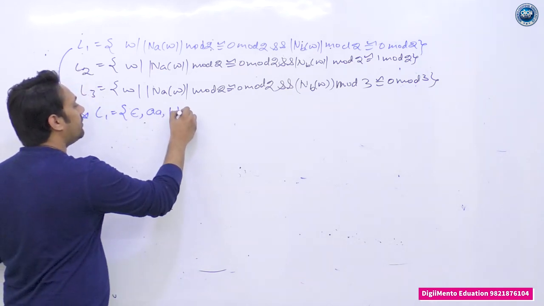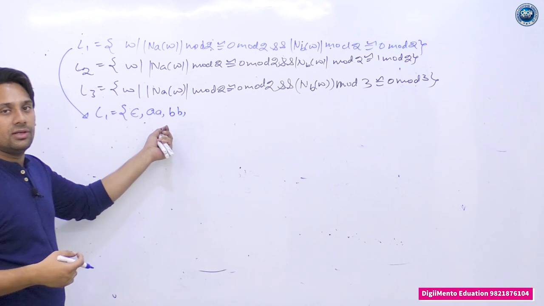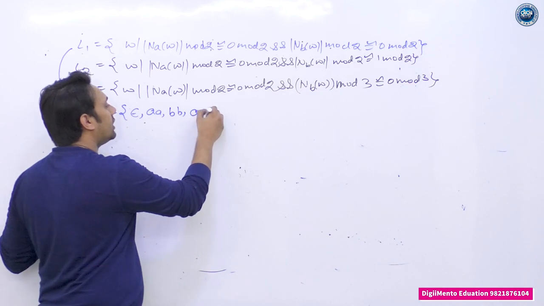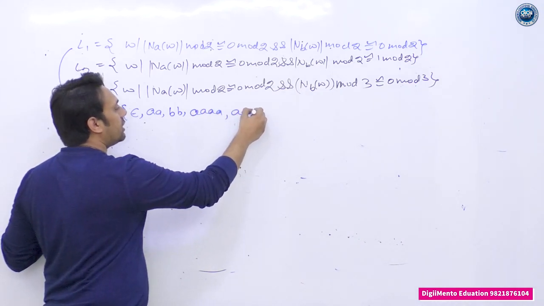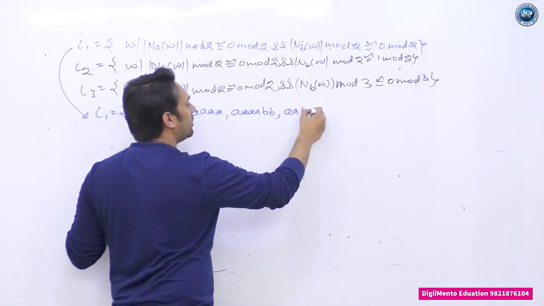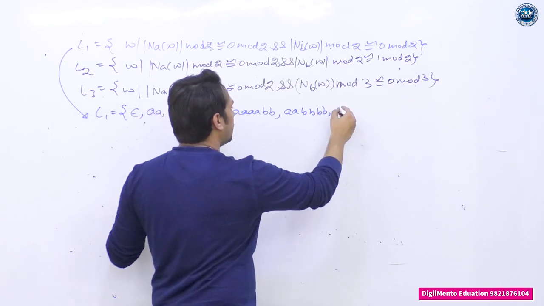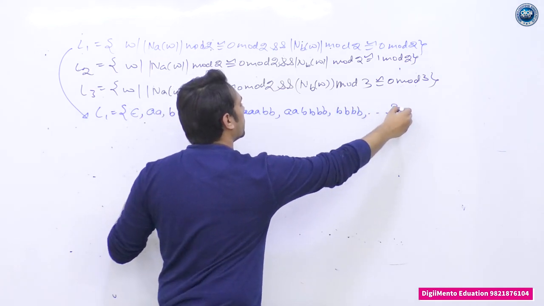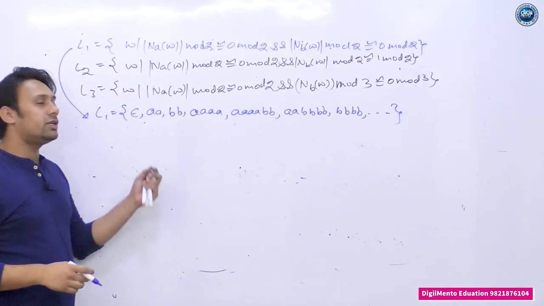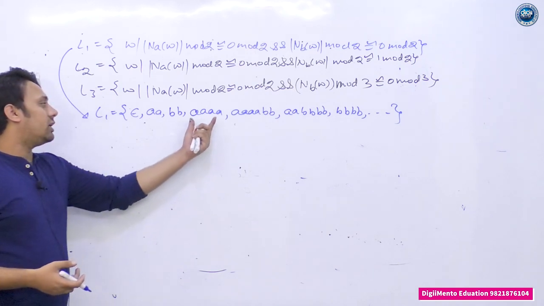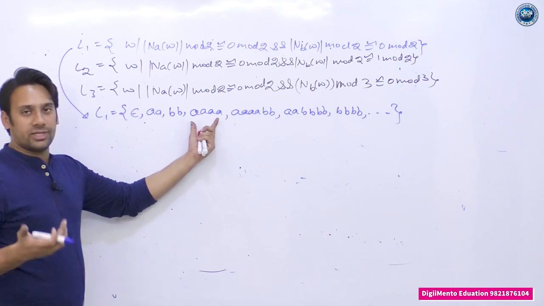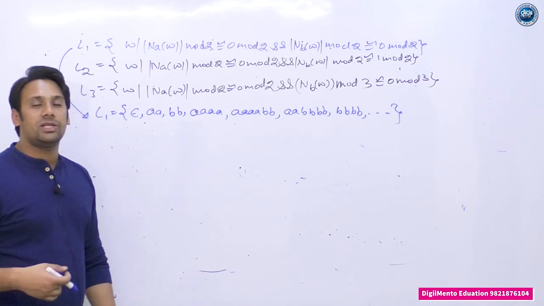We can also have double B, so there are 0 A's, A is even as well as B is even. We can have 4 A's, 4 A double B, double A 4 B's, you can have 4 B's and so on. We are not really concerned about whether A and B are equal or not, only that they should be individually even. Here the number of B's is 0, which is also even. Number of A is 0, which is also even. So we are only concerned that individually they should be even.